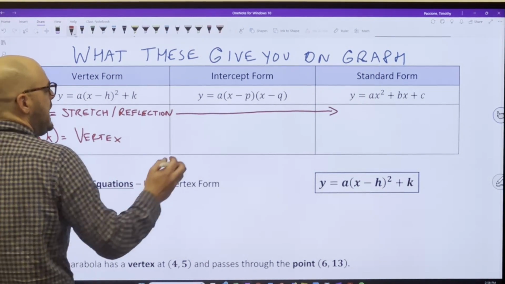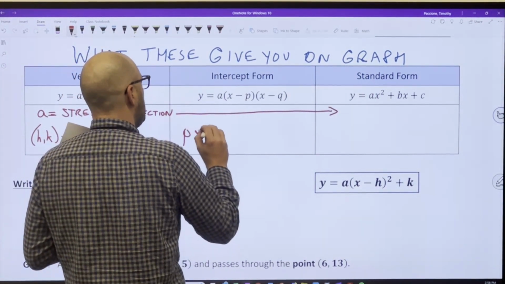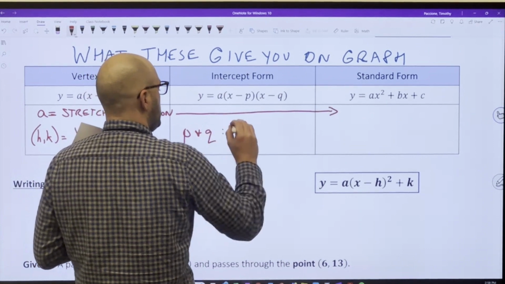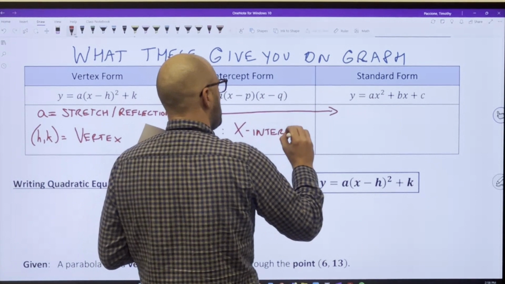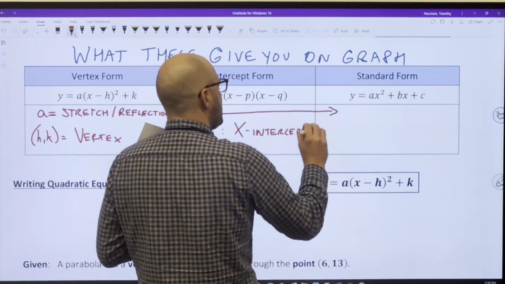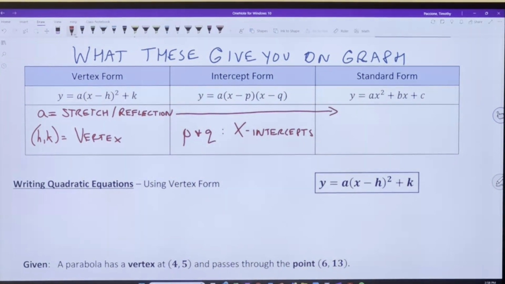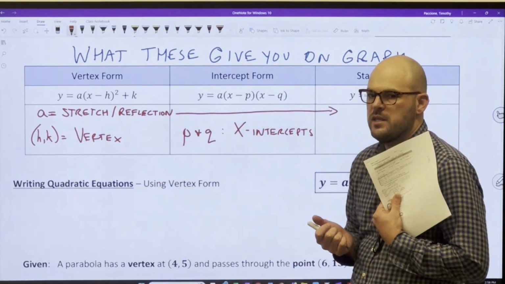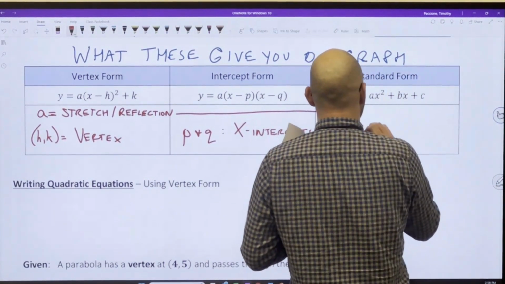Right? In here, well, my A is my stretch and my reflection. What is my P and Q? They're my x-intercepts. And then finally, in standard form, my A is my stretch and reflection. There's one thing that's given there that you can see on the graph. What is it? The C is my what? My C is my y-intercept.